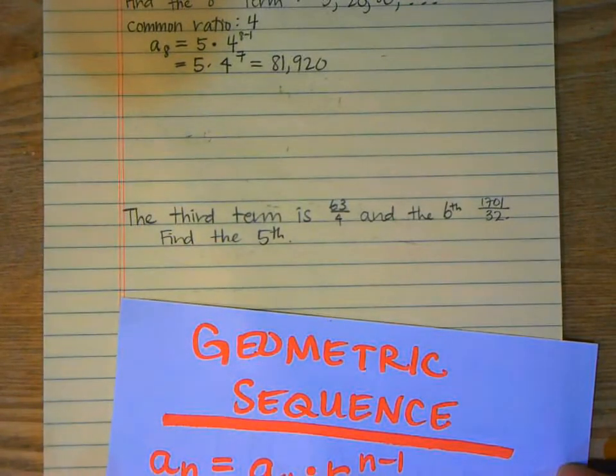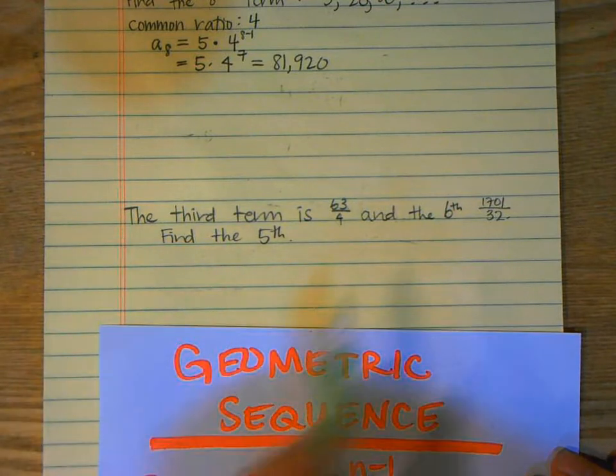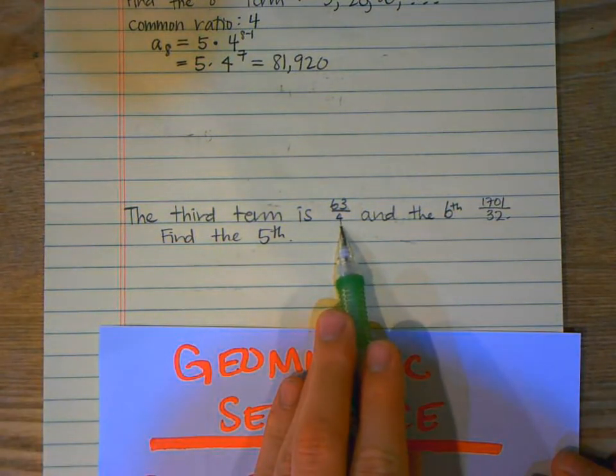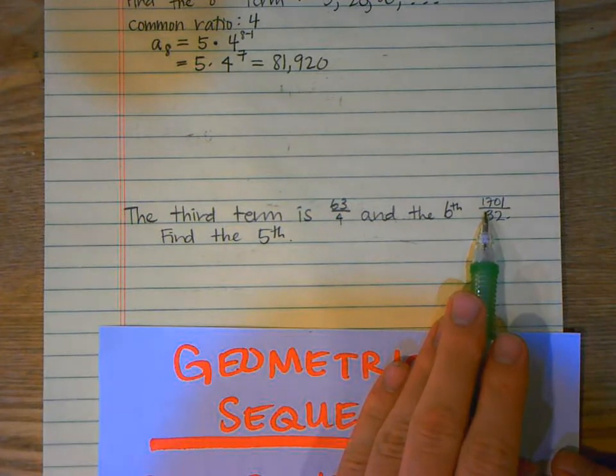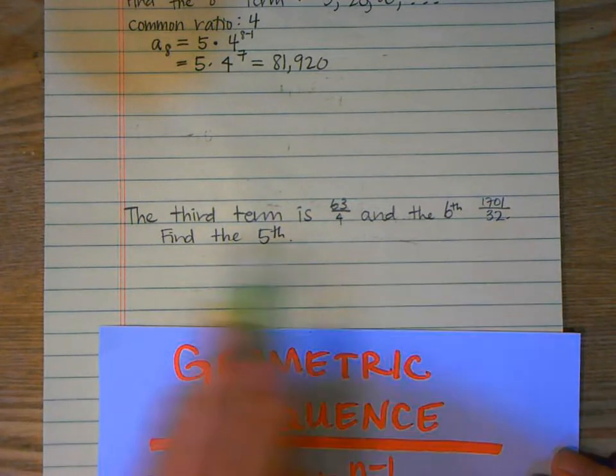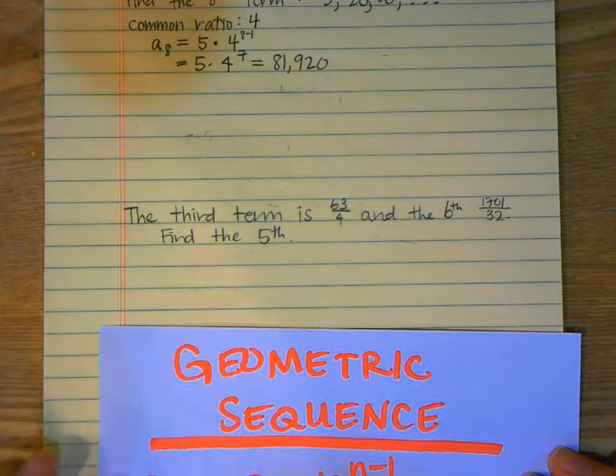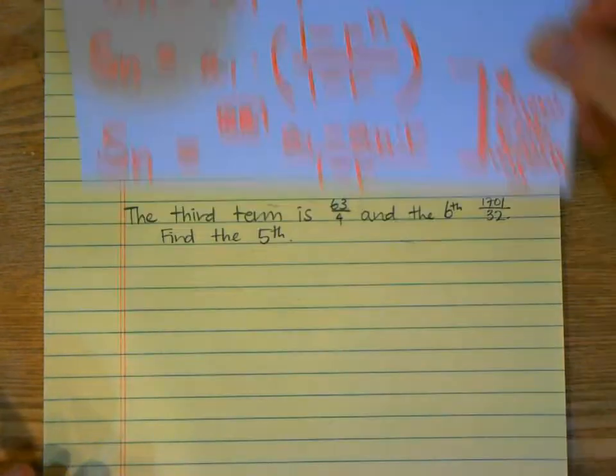So the second problem here is a little bit different, and it says the third term is 63 over 4. The sixth term is 1,701 over 32. What is the fifth term of the sequence? This is a little bit more challenging.